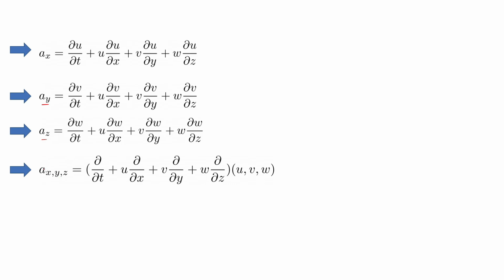So acceleration in x, y, z can be remembered easily using this formula. That means dou by dou t plus u into dou by dou x plus v into dou by dou y plus w into dou by dou z, applied to the velocity component. So for x you can substitute u, for y you can substitute v, and for z you can substitute w.